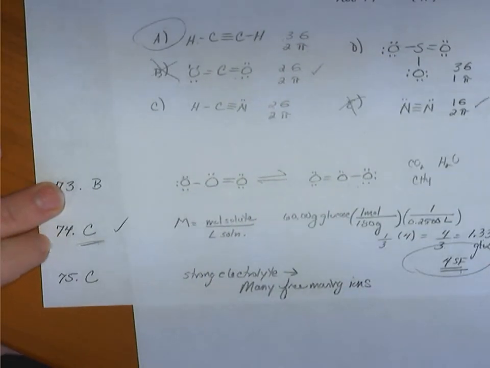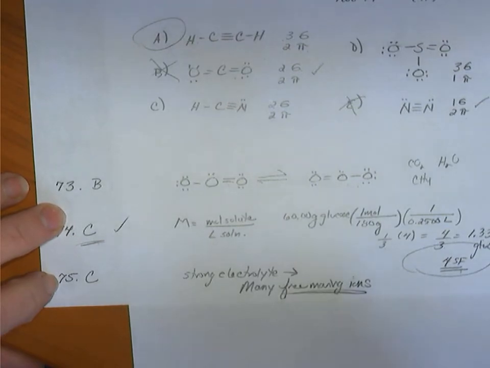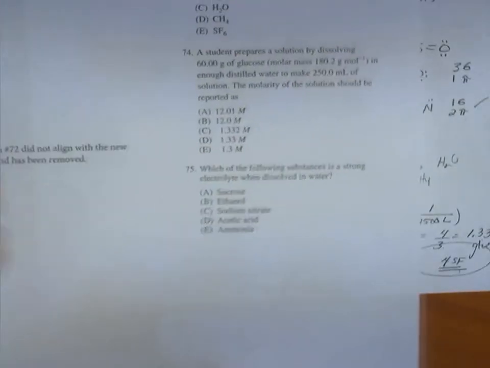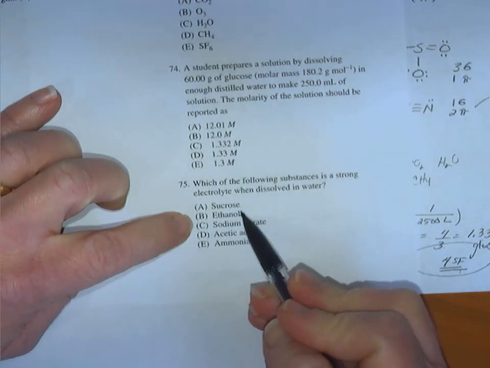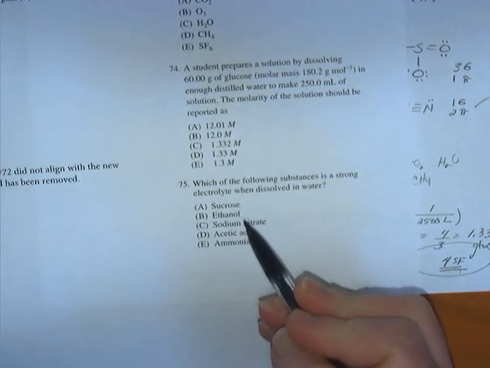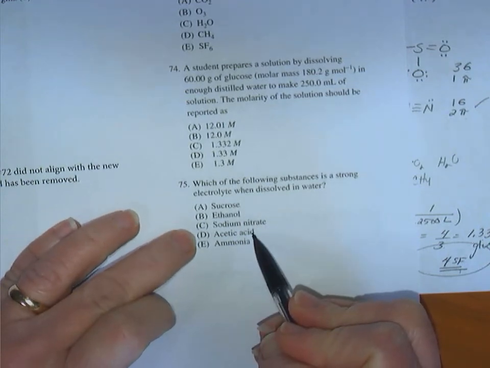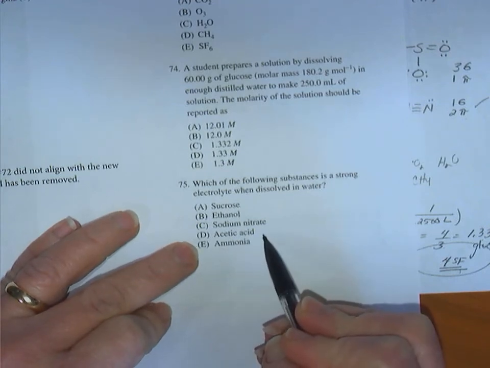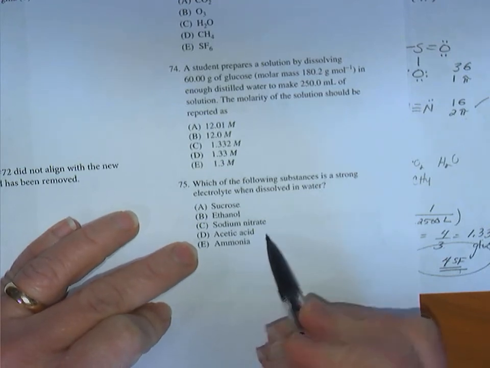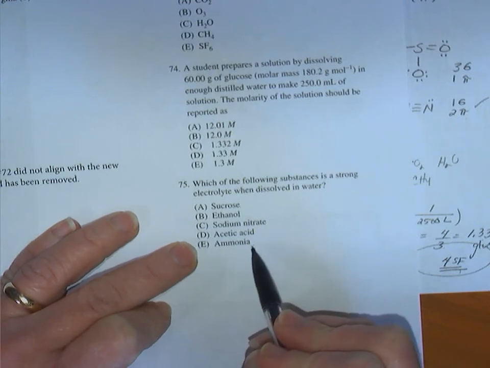And then 75, remember strong electrolytes have many free-moving ions. This is covalent molecular. These will not dissociate or ionize. Non-electrolytes. Acetic acid is a weak acid. It'll partially ionize. Not a strong acid or not a strong electrolyte. A weak electrolyte. Ammonia's a weak base, so it will just create a small number of ions.